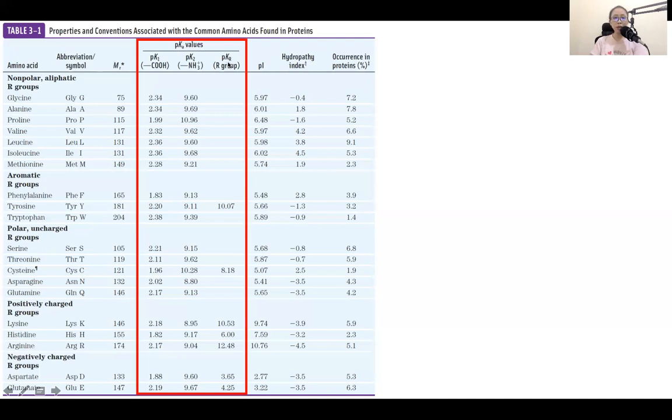Let's take an example here, such as tyrosine. So tyrosine is an aromatic amino acid. Let's start by drawing what we call the fully protonated form of the amino acid. It means all of the ionizable protons are still in the molecule. So we have CH2 and then the aromatic ring and then OH.